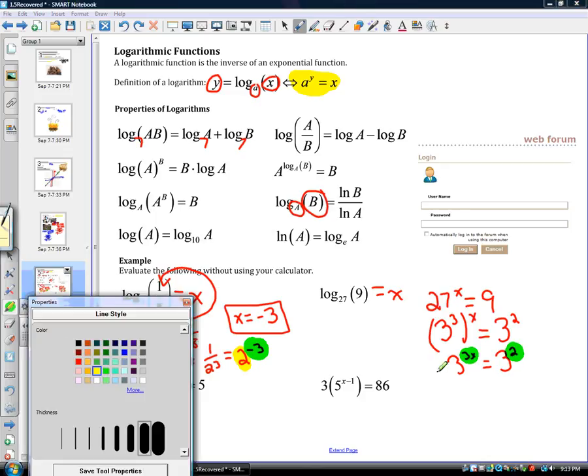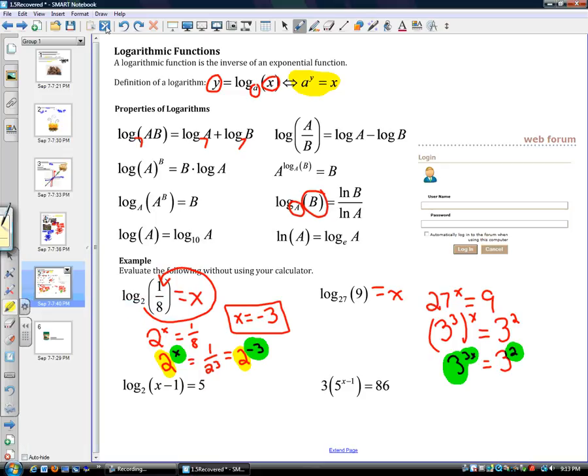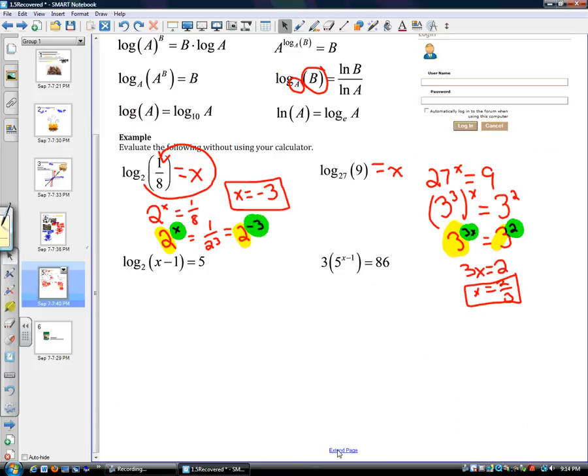So all I need to do is set my two exponents equal to one another. So I get 3x equals 2. So that tells me that x equals 2/3. So log base 27 of 9 is 2/3. Two more of these and I promise we are finished.